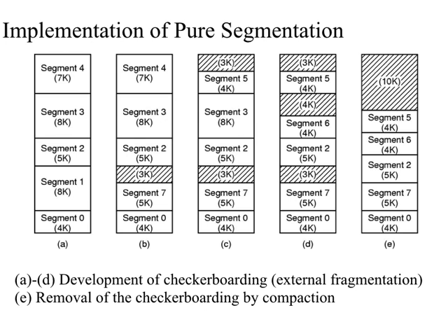In order to enable a segment larger than 4K to come in, we have to do something called compaction. Compaction means that you move all the used segments to one end of the physical memory so that the rest of the free memory is available for larger segments.